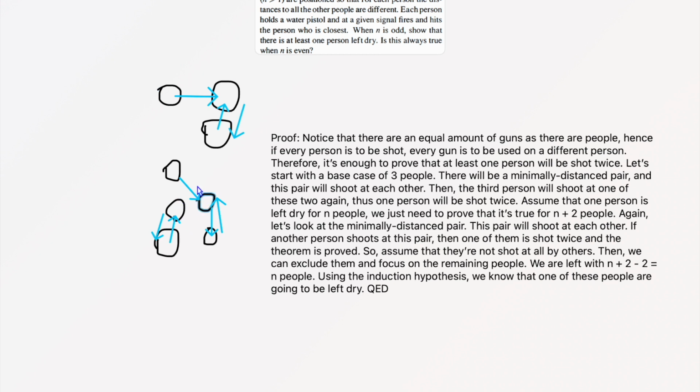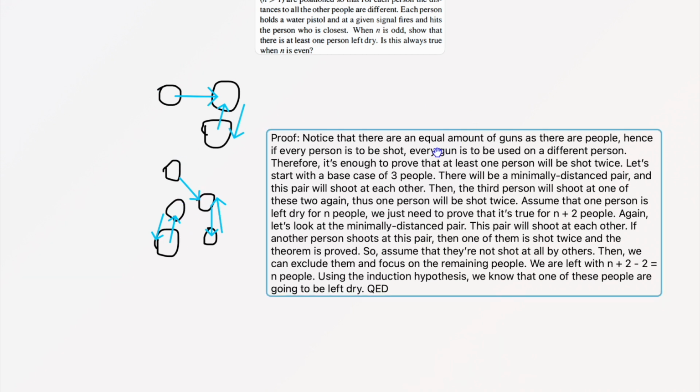And when I'm able to transfer like this, I immediately think of induction. And we see how it's proved nicely right here.